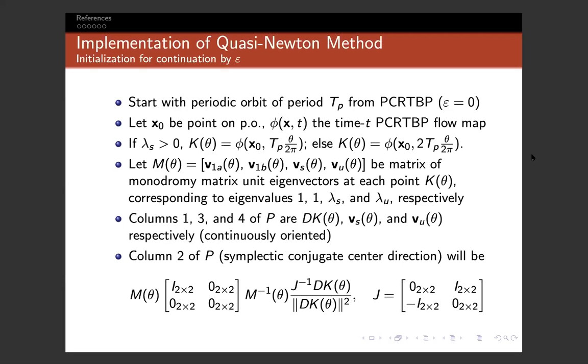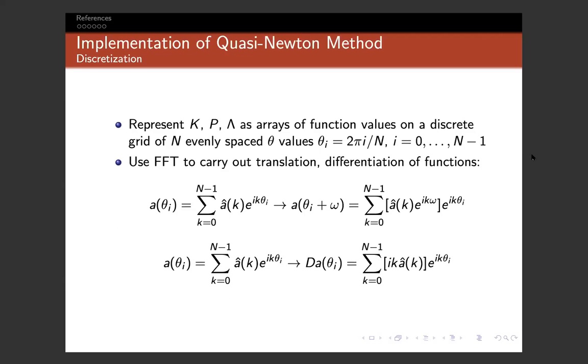So now that we have an initial k of theta and a p of theta, and lambda is just found using the formula p inverse of theta plus omega df times p, we can now implement the method. And so we need to do this on the computer. So we discretize k, big P, and lambda as arrays of function values on evenly spaced angles. So theta sub i is just 2 pi i divided by n, where i goes from 0 to n minus 1. And we store the values of k, p, and lambda on these theta values.